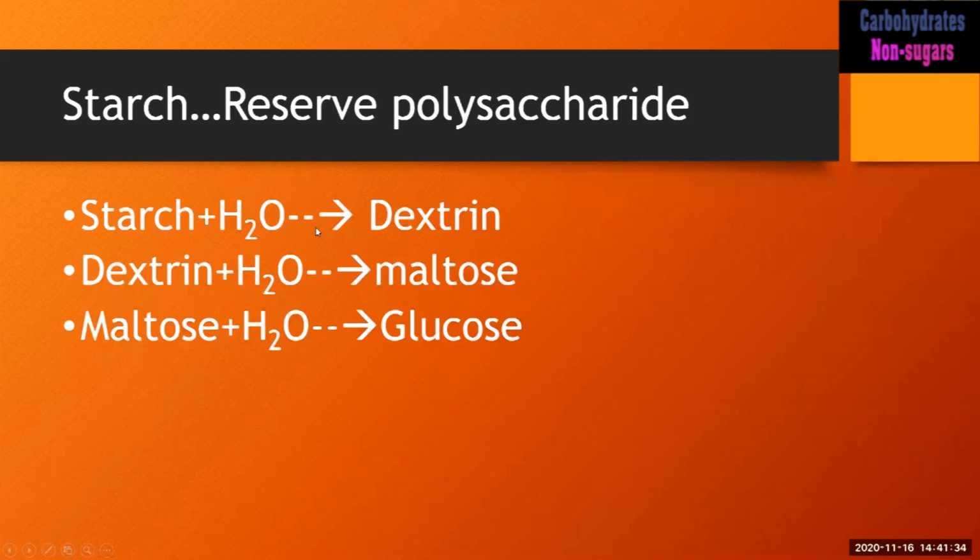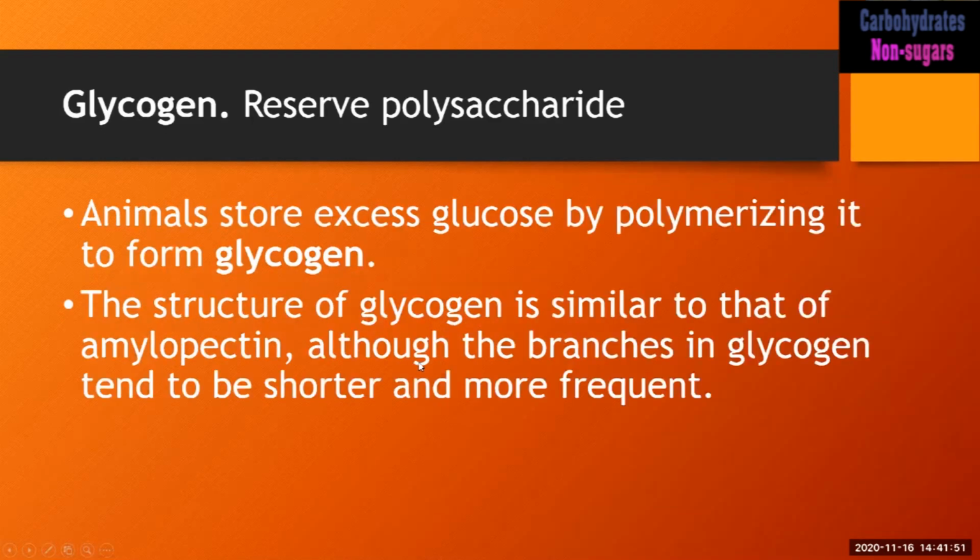Intestinal juices containing the amylase enzyme cause hydrolysis that converts starch into dextrin, and then dextrin into maltose. Through the maltase enzyme, this maltose is converted into glucose residues. Then comes glycogen. Glycogen is the animal store of energy, or the animal store of excess glucose. Again, glycogen is a polymer of glucose molecules.